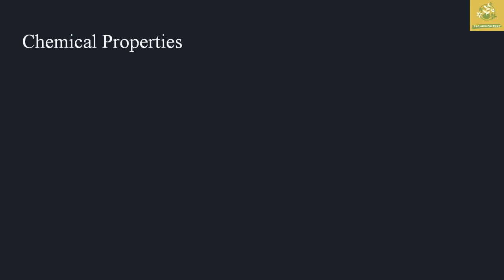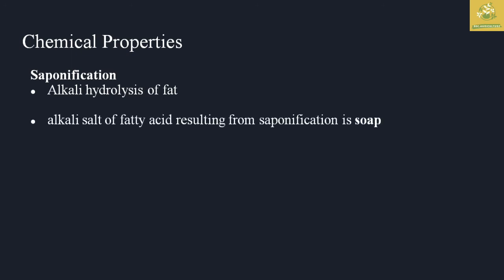While seeing the chemical properties of fat, the first one we are going to see is saponification, which is the alkali hydrolysis of fat. The alkali salt of fatty acid resulting from saponification is soap. So when alkali is reacted with fat, the final product is soap.